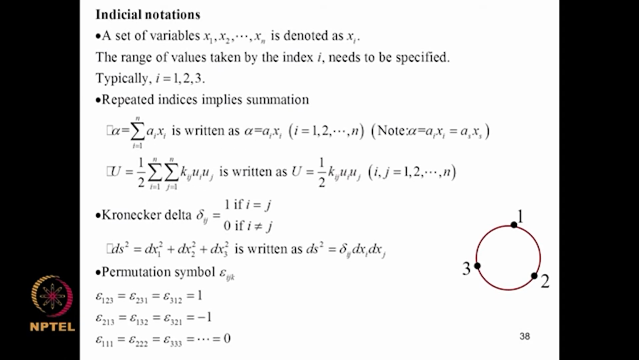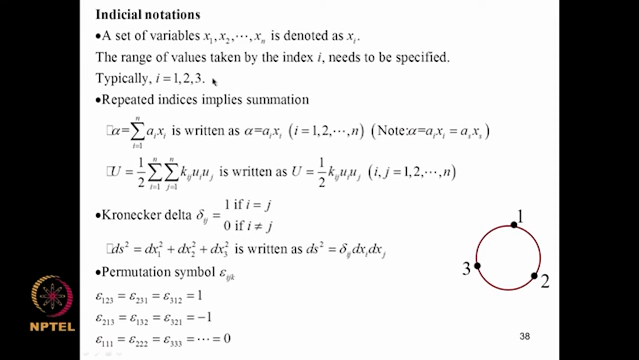The indicial notation, I will quickly review this. A set of variables x1, x2, ..., xn is simply denoted as xi. That means, the indicial here in the name refers to the index to the variables that we assign. The range of values taken by the index i needs to be specified.